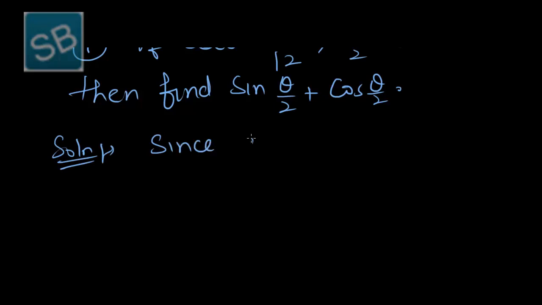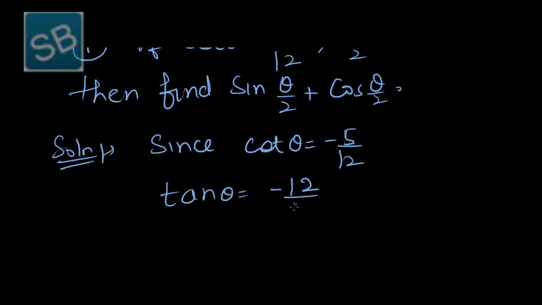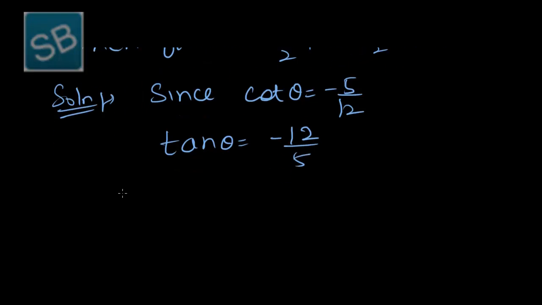Since cot theta is equal to minus 5 by 12, that implies tan theta is equal to minus 12 by 5. So with the help of this tan, we can find out secant square. Secant square theta is 1 plus tan square theta. Because with the help of secant square we find cos, and with the help of cos we can find sin theta by 2 and cos theta by 2 by using submultiple and multiple formula for trigonometric function.